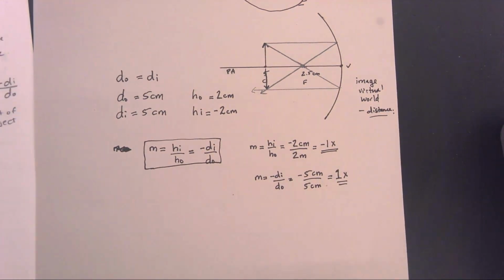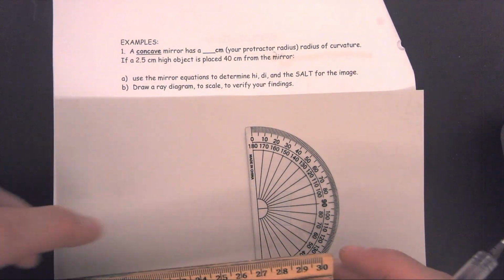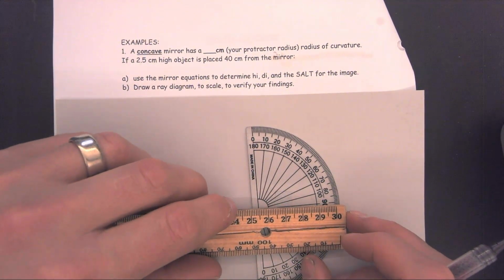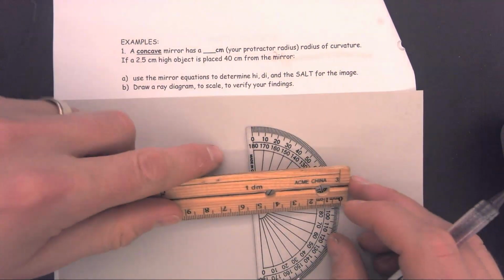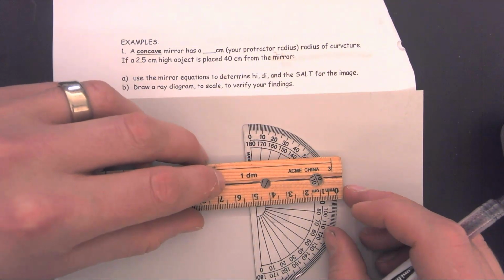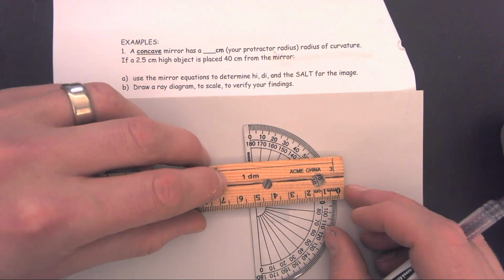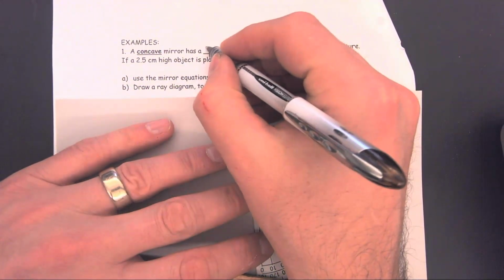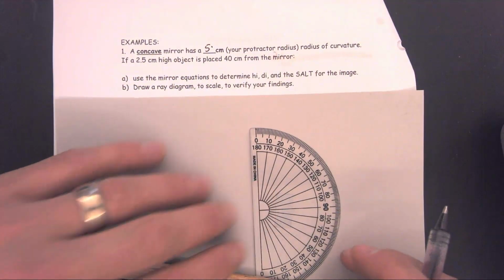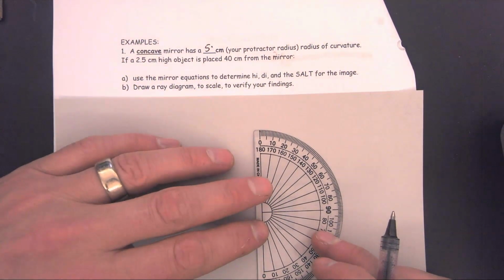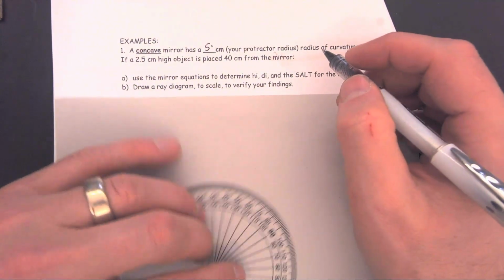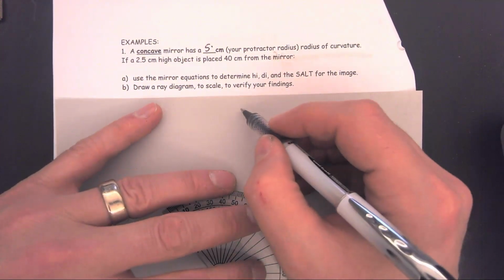So let's see if we can do an example using these equations to solve a problem. The example in front of us says this. A concave mirror has a 5 centimeter radius of curvature. I know it's 5 centimeters because if my mirror comes from a protractor, we measure the distance from the side to the middle, we see that it's exactly 5 centimeters. So we can write 5 centimeters in for our radius of curvature.